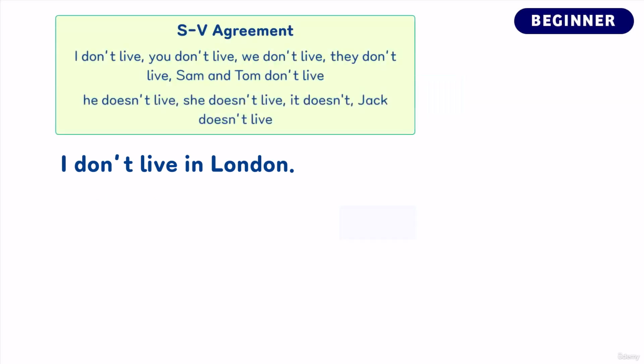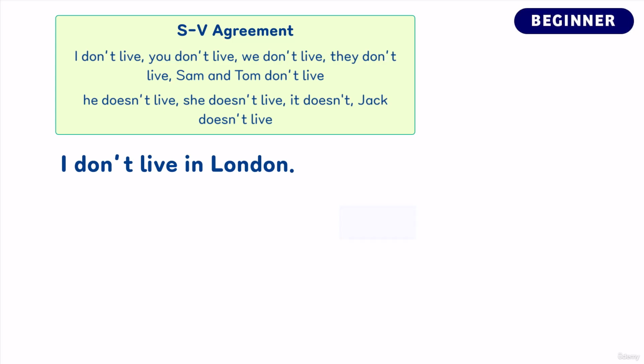Similar to the positive statement, if the subject is first person, second person, or a plural form, we use don't in front of the main verb. So we say, I don't live, you don't live, we don't live, they don't live, and Sam and Tom don't live. However, if the subject is a third person singular noun, we use does rather than do. So we say, he doesn't live, she doesn't live, and Jack doesn't live.